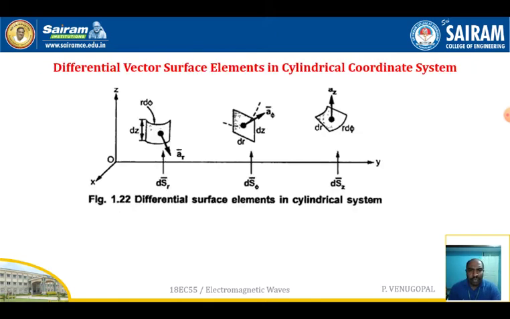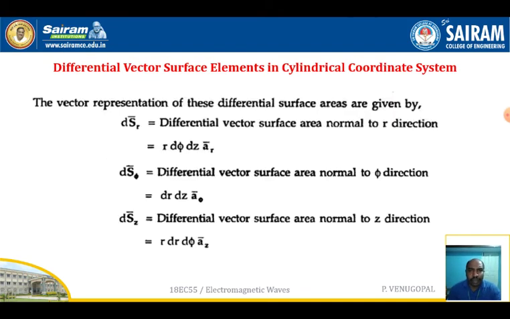And the next thing is the differential vector surface elements in the cylindrical coordinate system. dsr is obtained by keeping r constant. ds phi is obtained by keeping phi constant. dsz is obtained by keeping z constant. These are the differential surface elements: dsr is equal to r into d phi into dz into vector ar. Similarly, ds phi is equal to dr into dz into a phi. This is the differential vector surface area normal to the phi direction.